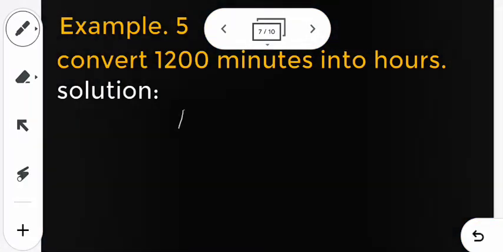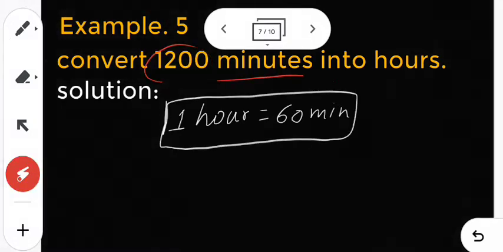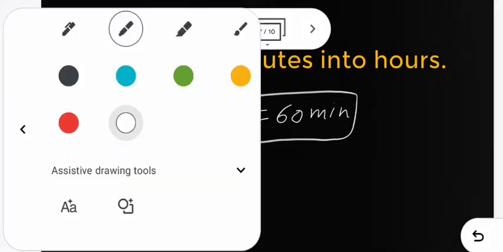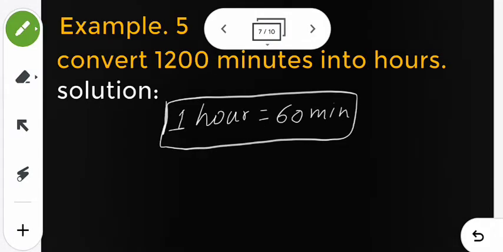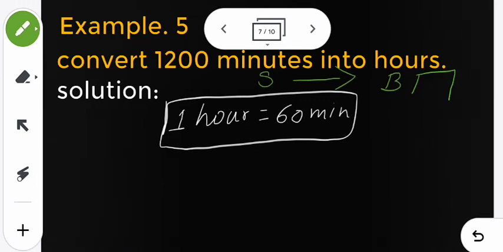So 1 hour equal to 60 minutes. So this is a formula. Okay, now you see here 1200 minutes into hours. So here you have to see the big and small one. If you compare the minute and the hours, which is small and which is big, here minutes is small, hours is big. So you are going to convert the small one into big one. So when you convert the small one into big one, what you have to do? You have to do the division. Okay, so we will divide here.